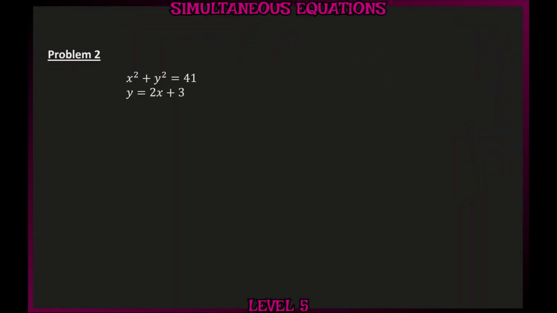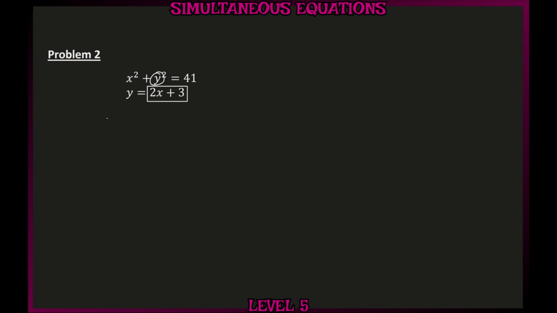In problem 2, we're solving x squared plus y squared equals 41 and y equals 2x plus 3. Again here, the first equation is non-linear and the second one is linear. So what we need to do is take the linear equation and try and substitute this into the non-linear one. And since the second equation has y as the subject, we can just take 2x plus 3 and substitute this into the first equation in place of y.